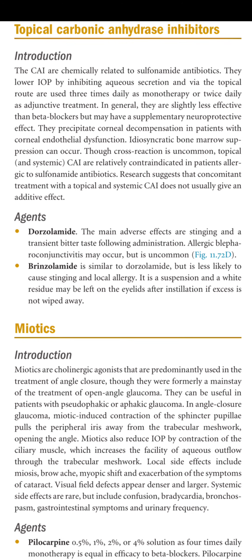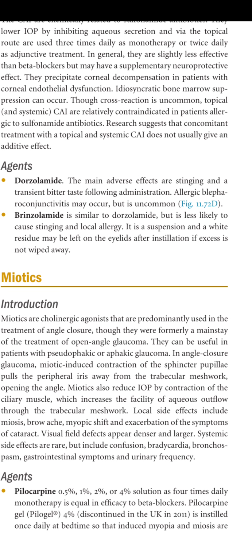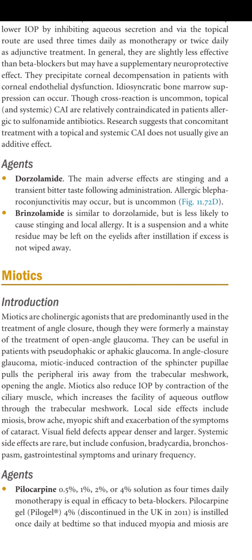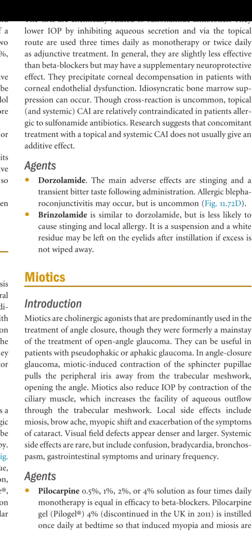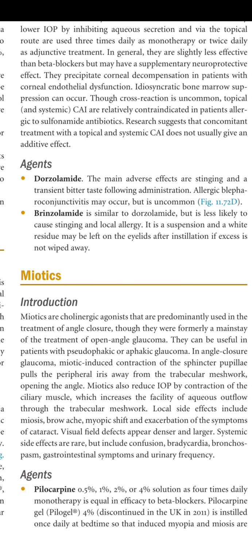It is a suspension and a white residue may be left on the eyelid after the instillation if excess is not removed. So these are just 2 types that are used as carbonic anhydrase inhibitors in glaucoma disease. Then there are miotics. Pilocarpine is the most common miotic that is being used.